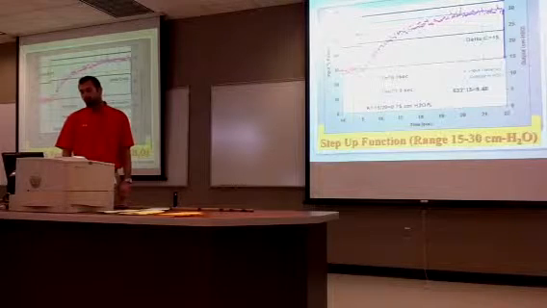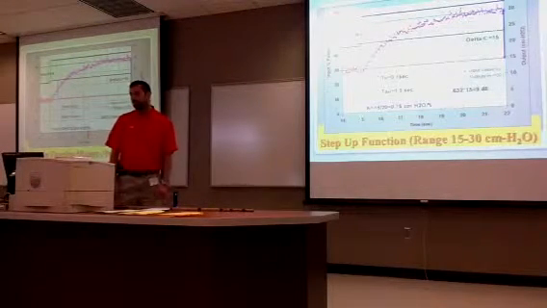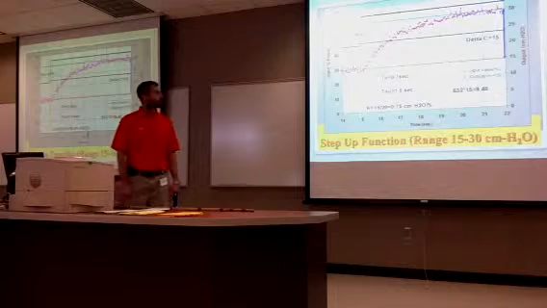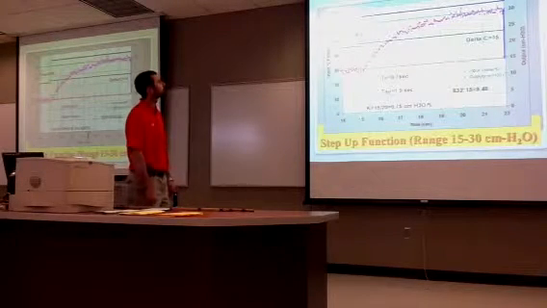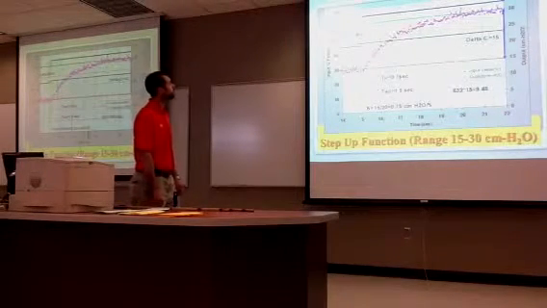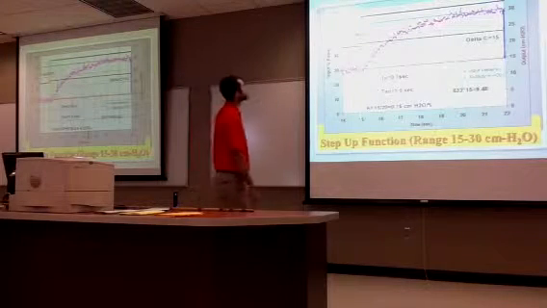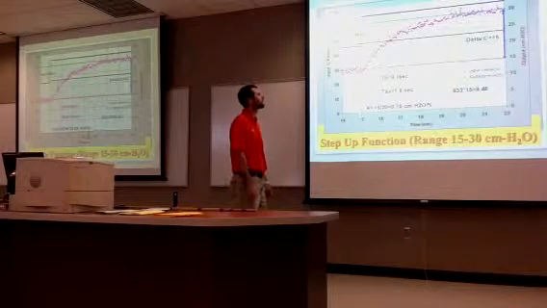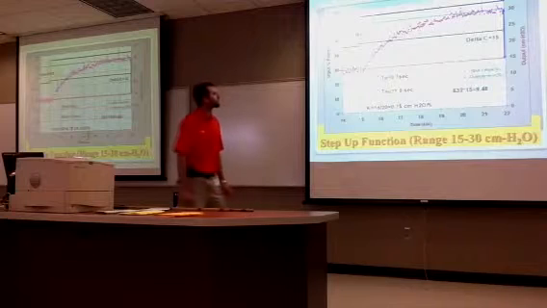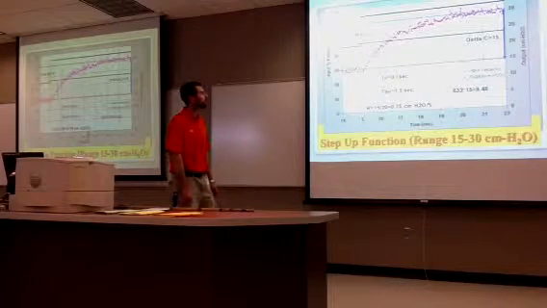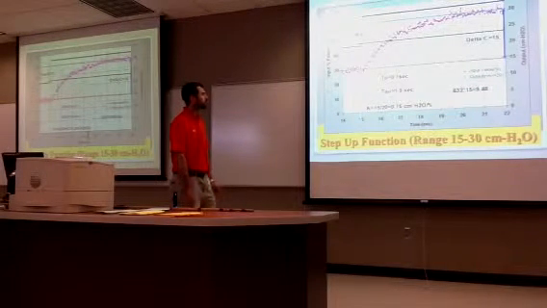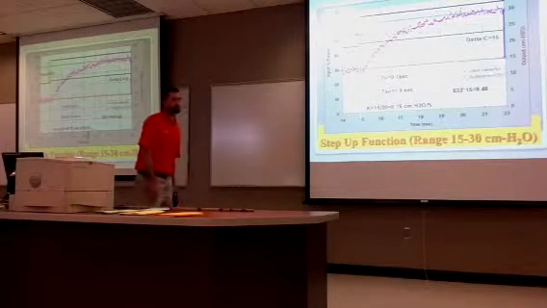This is a step up function in the range of 15 to 30 centimeters of H2O output. We ended up calculating delta M at 20 and delta C at 15. T naught was 0.1 seconds, and our tau was 1.5. All this information gathered together, we were able to find a K value of 0.75 centimeters of H2O.